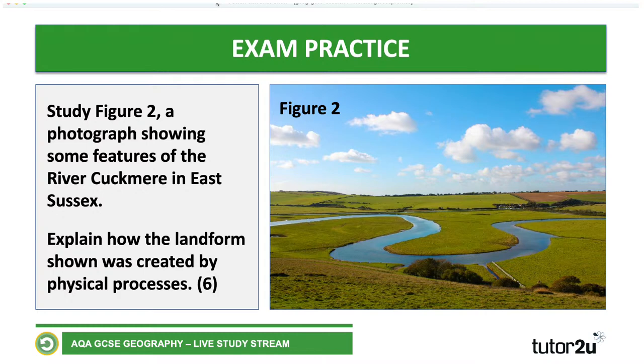Yes, I'm over to exam gold with Vicky. Thank you very much. So we're just going to very quickly go through some exam practice. On the screen, we have a photograph of some features of the River Cuckmere in Sussex, which is a beautiful part of the world. Hopefully we recognise that it is a meander.